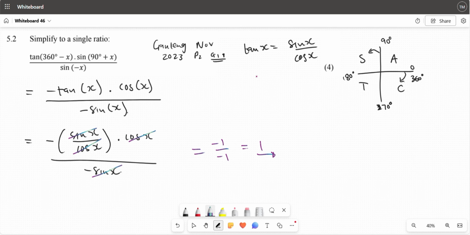So for 4 marks, you had to do all these steps, and that's how you get to your final answer.